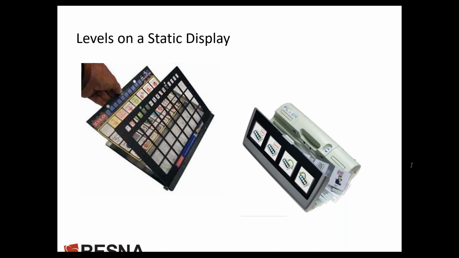If I need to move between those two, I have to manually change the overlay and change the level in order to communicate with my whole other overlay of symbols. The Quick Talker by AbleNet and the Go Talk by Attainment Company are also examples of static displays with the manual levels where the picture sheets, right, are needing to be switched out. So thinking about those, the user isn't always going to be able to independently access that type of device.